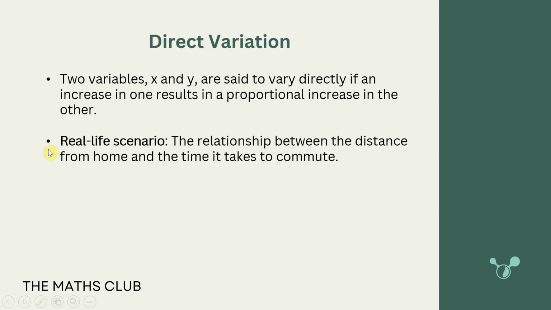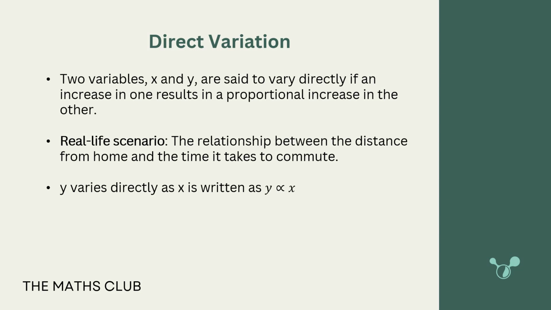In a real life scenario, take the relationship between the distance from home and the time it takes to commute. If you're staying very far from your school, of course, you're going to be taking more time to get home. But if you're staying very close to your school, you're going to be spending less time to get home. So there's a direct variation.